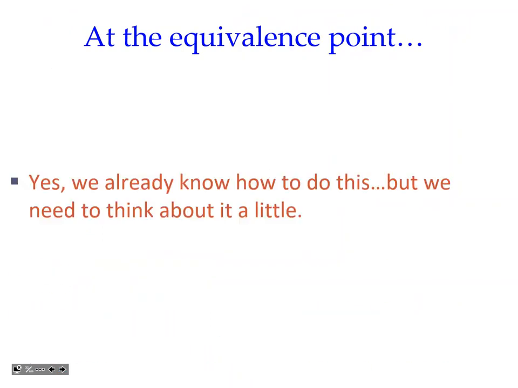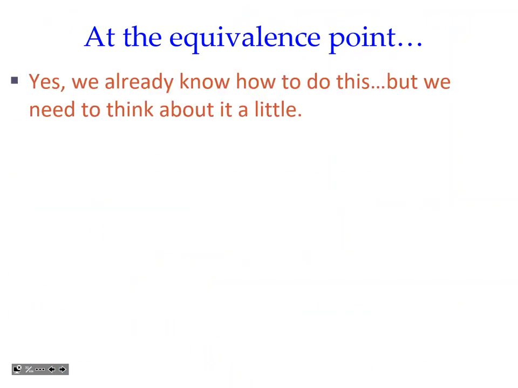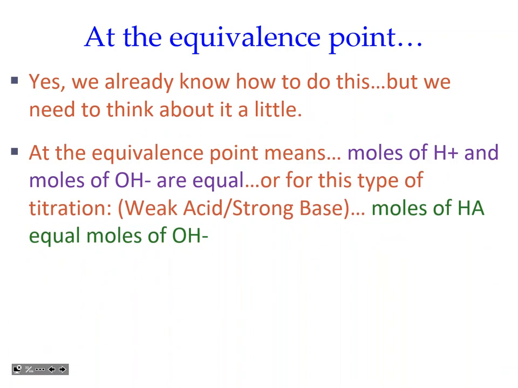All right, at the equivalence point, there's a couple things you need to think about. We already know how to do this, but we need to think about it. Equivalence point means the moles of the hydrogen and the moles of the hydroxide are equal. They are now all turned into water. And if it's a weak acid, the moles of the HA are equivalent to the moles of the hydroxide because it's going to pull off the H every single time to produce water.